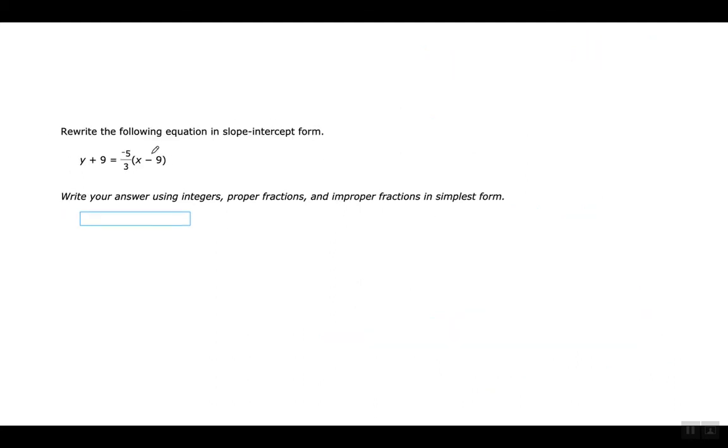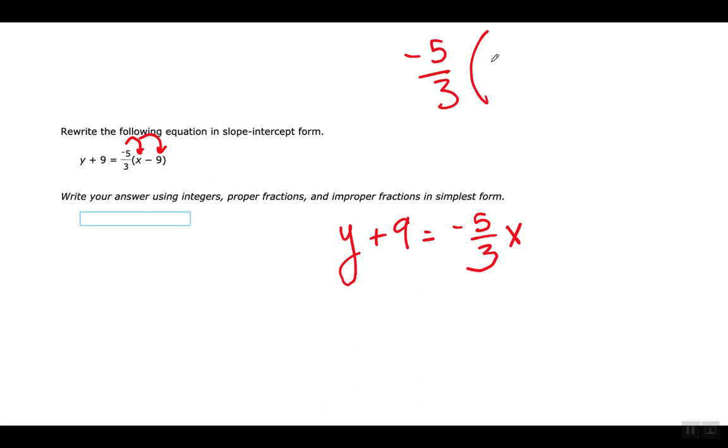All right, let's look at this one. I'm going to write it out and show you how you could do it mental math afterwards, all right? So look, we have y plus 9 equals negative 5 over 3. I'm going to do the distributive property, okay? So I'm going to have y plus 9 equals negative 5 over 3x. Now look, negative 5 over 3 times negative 9, all right?